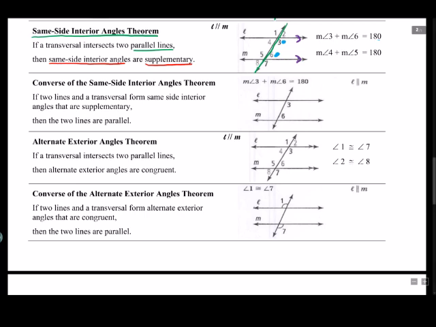Okay, and the converse of the same side interior angle theorem, what's that going to say? If two lines cut by a transversal form same side interior angles that are supplementary, right here it says measure of angle 3 plus measure of angle 6 is 180, so we know those are supplementary. Then what is true? Yep, the lines are parallel. So we could mark them parallel. Again, I know you see the theme here.